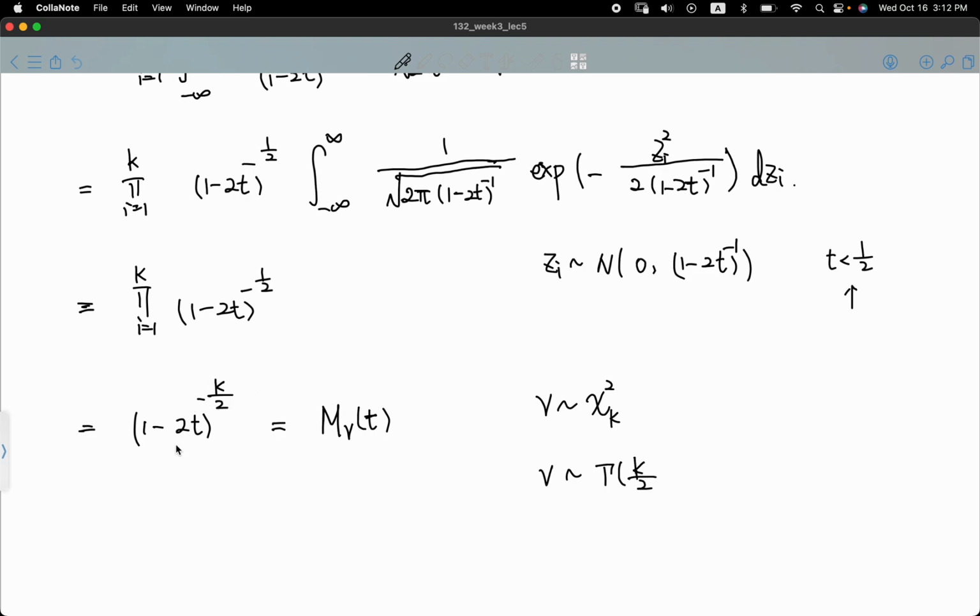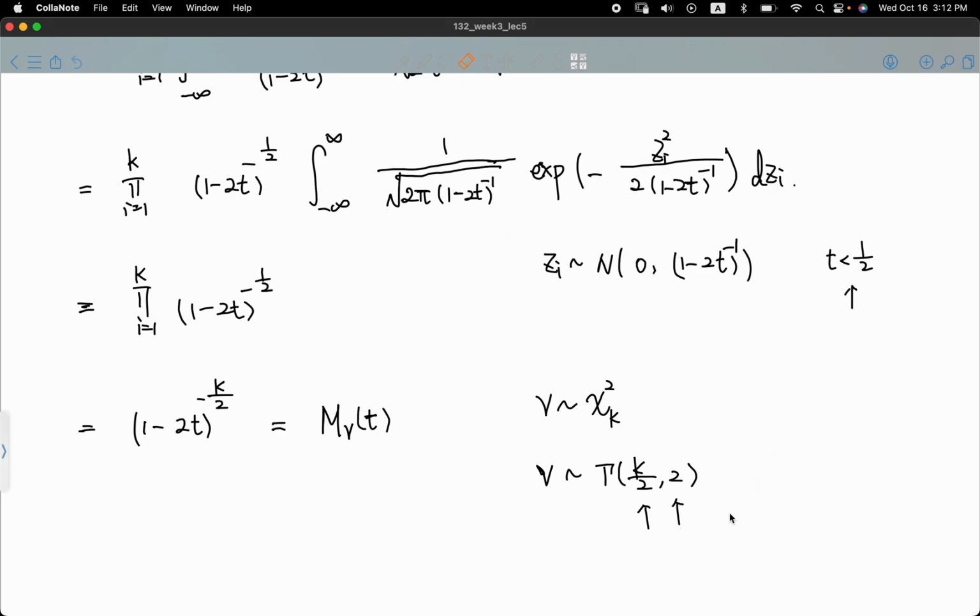This is the negative alpha. And here is the 1 minus beta t. So the beta is equal to 2. So we know that the v is a chi-square distribution, degree of freedom k. But this chi-square distribution is essentially a special case of a gamma distribution with this alpha and then this beta.